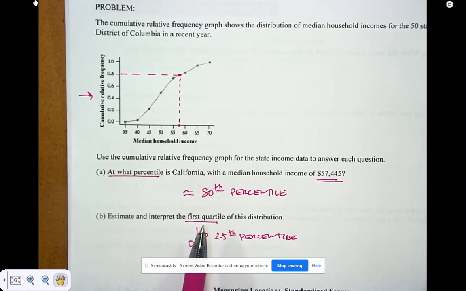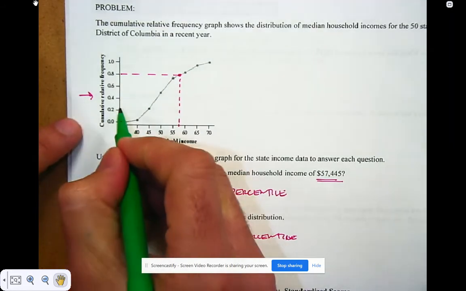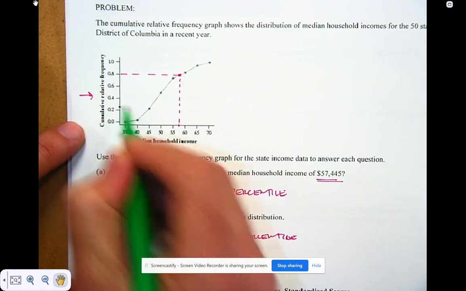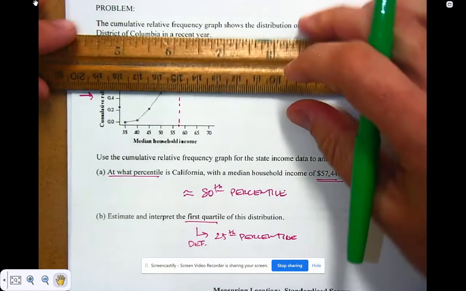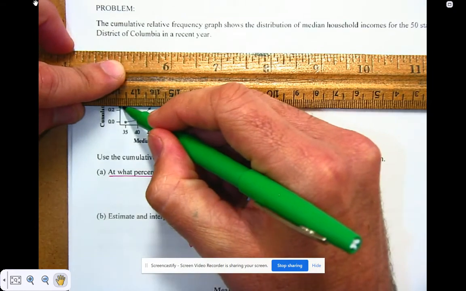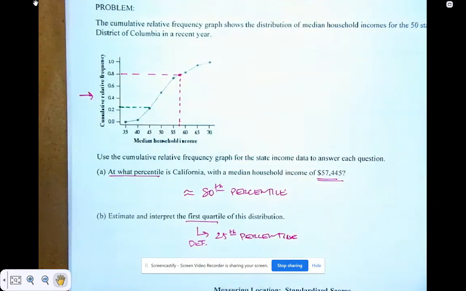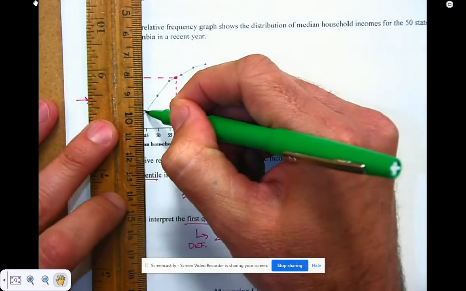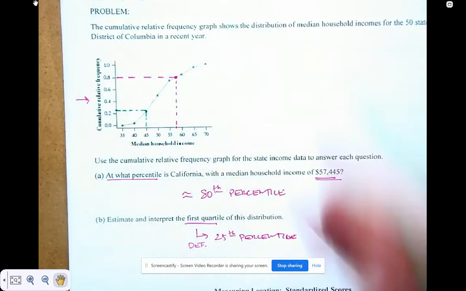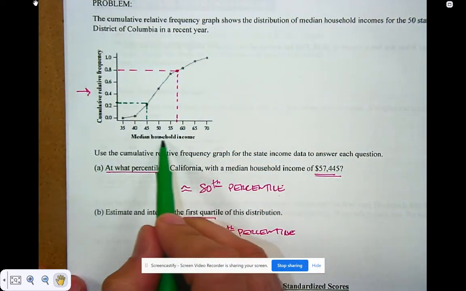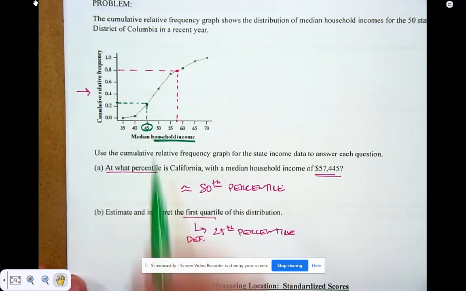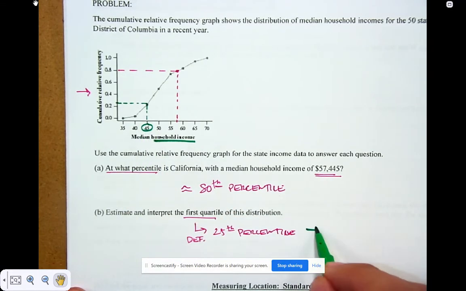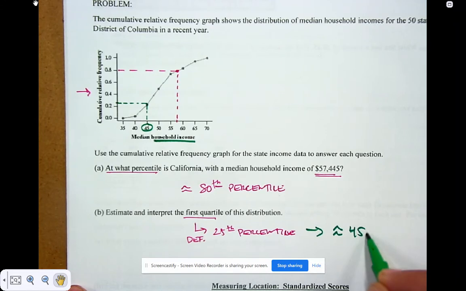Okay, so this is just the opposite question. Now come over to your graph. 0.3 is dead center here, so 0.25 is probably more right about there. If you start at the 25th percentile, go over to the graph and then down, it looks like that corresponds to a median household income of approximately 45,000.